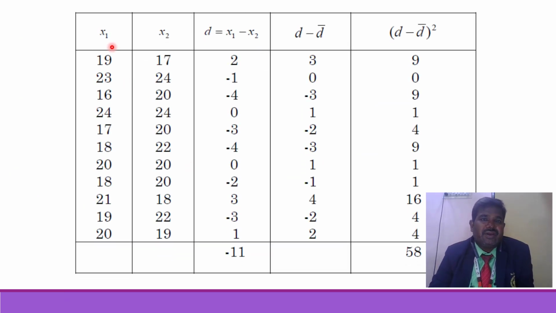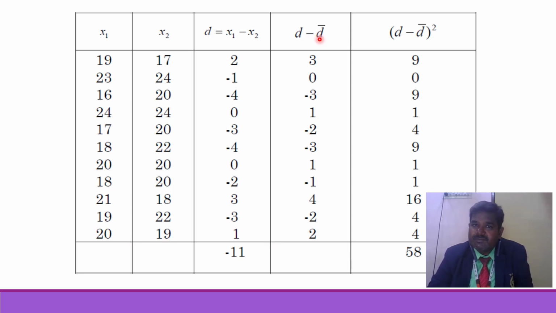Now we can take the first observations. Test 1 is x1, second one is x2. Then we can calculate the difference. 19 minus 17 is 2. 23 minus 24 is minus 1. 16 minus 20 is minus 4. 24 minus 24 is 0. 17 minus 20 is minus 3. 18 minus 22 is minus 4. 20 minus 20 is 0. 18 minus 20 is minus 2. 21 minus 18 is 3. 19 minus 22 is minus 3. 20 minus 19 is 1.